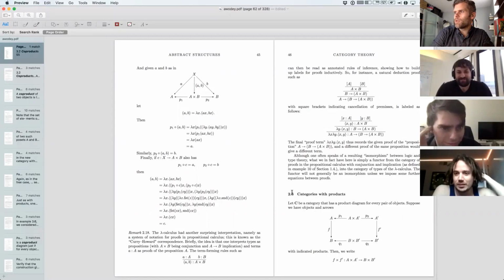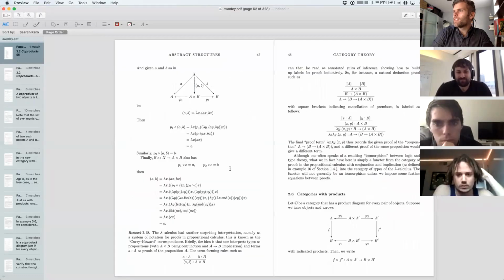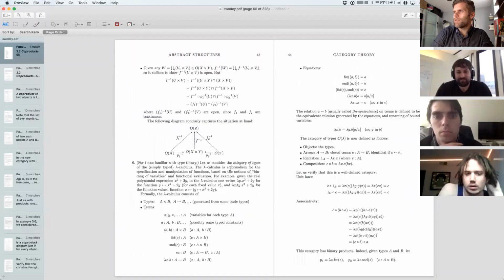Yeah. So 2.6 talks about category products. Although he talked about that, he probably doesn't point it out. Does he not talk about categories that don't have products? I don't see any. But that's okay. I'll dig into it. Yeah, I'm sure we could think of one.